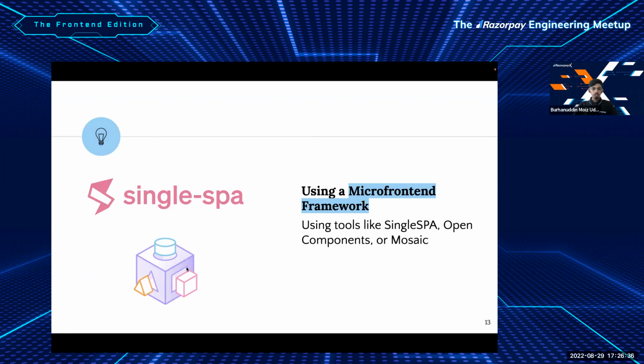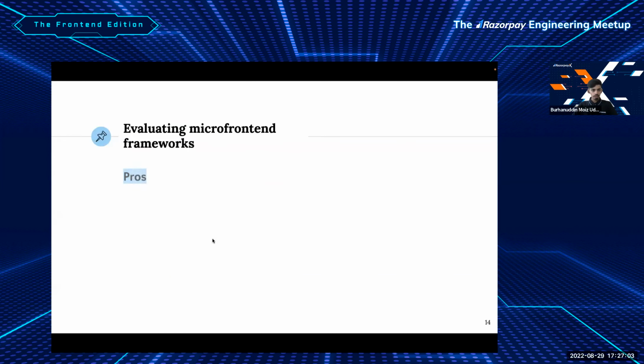So essentially, the thing I'm talking about is we are looking to build a micro frontend. So why not just use a micro frontend framework? In that direction, we also took a look at frameworks like Single SPA, Open Components, and Mosaic, out of which Single SPA looked the most promising, mainly because a lot of documentation was already available. There was a sort of community help also available for this particular framework. So let's evaluate that.